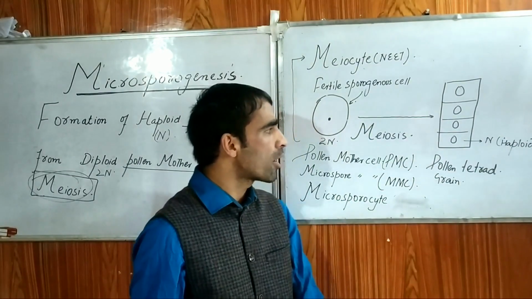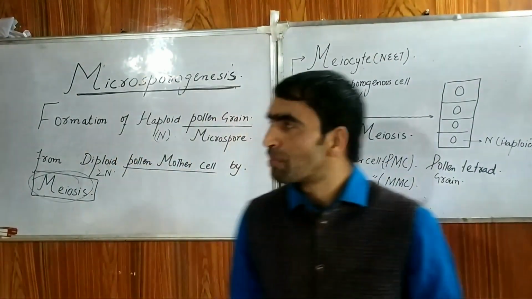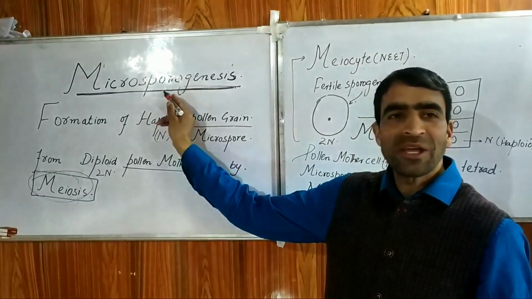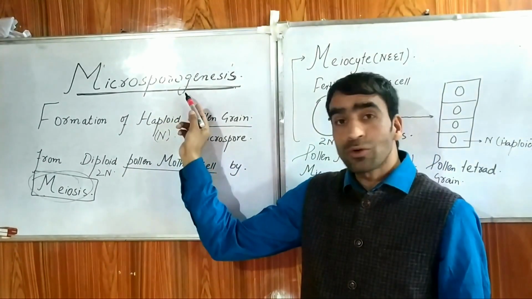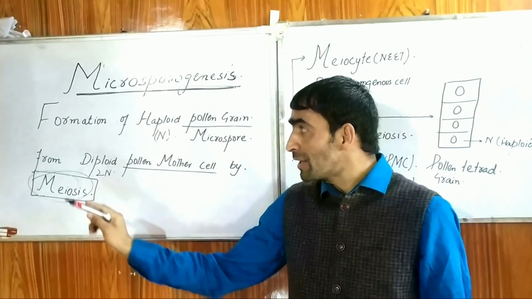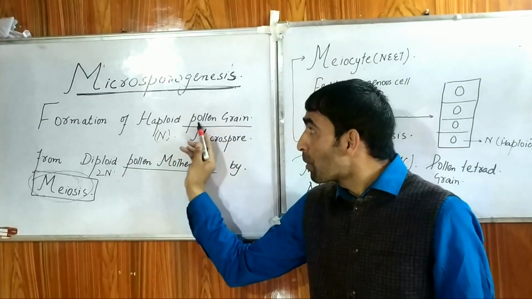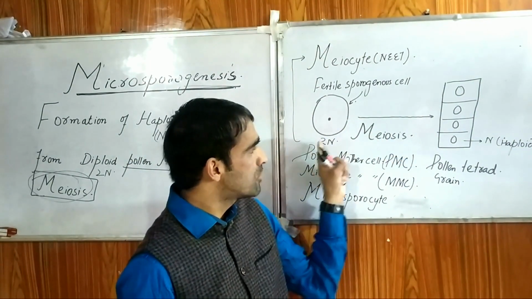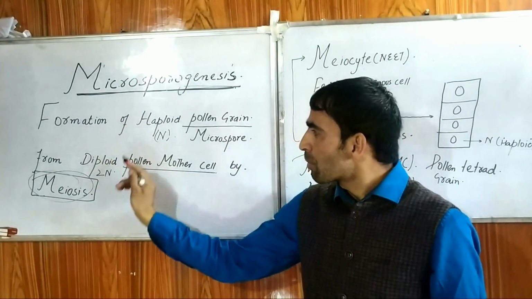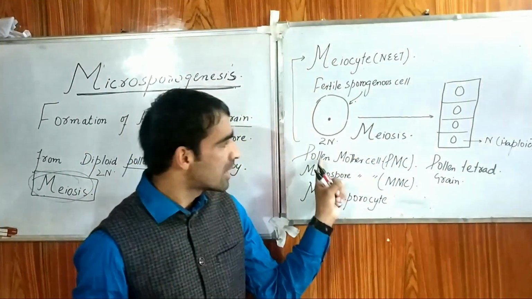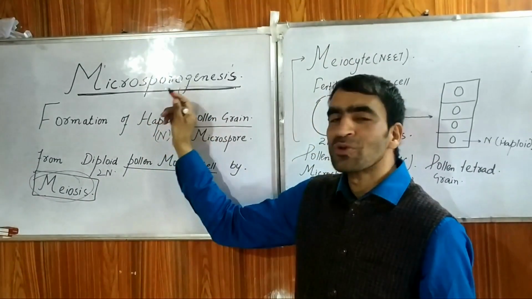Whenever a haploid tetrad is formed from a diploid pollen mother cell involving meiosis, please remember it is called microsporogenesis. Now tell me, my topic is microsporogenesis. Can you define, sir, what is microsporogenesis? Shabash. Formation of haploid pollen grains, that means from this towards this. Formation of haploid pollen grains from diploid pollen mother cells involving meiosis, that is called microsporogenesis.